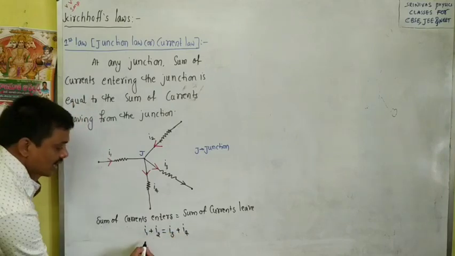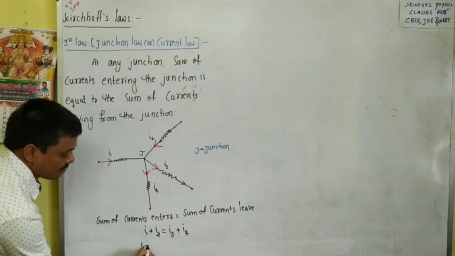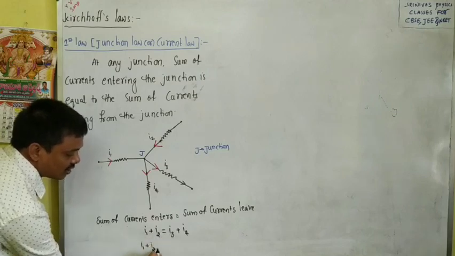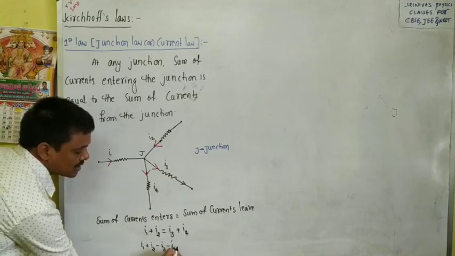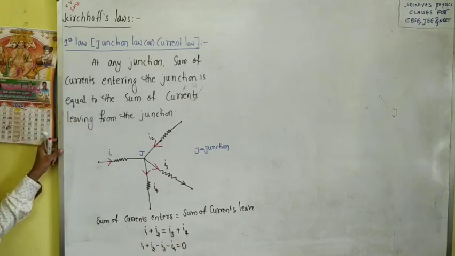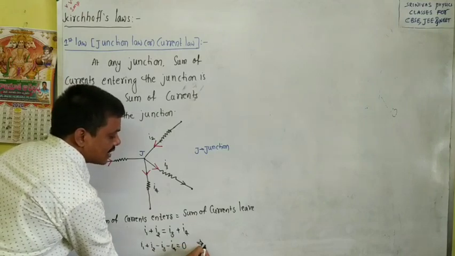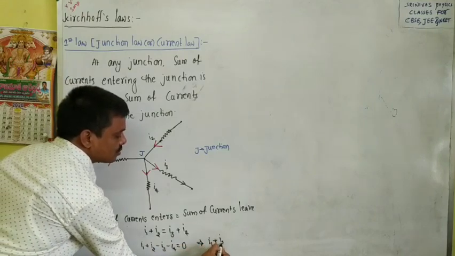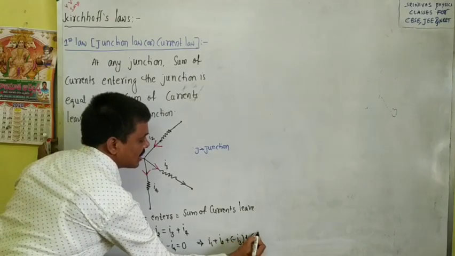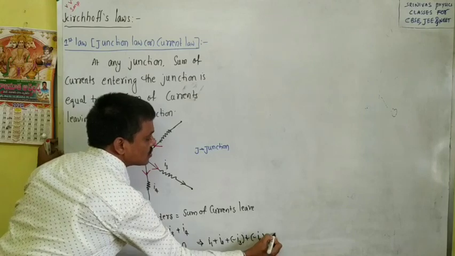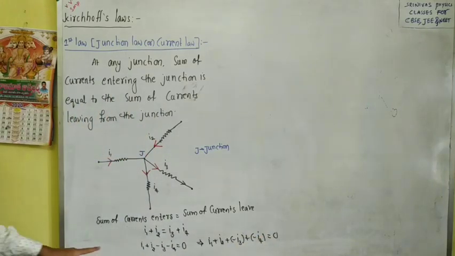We can also write it like this: I1 plus I2. We take I3 and I4 to the left side, then we get minus I3 and minus I4 equal to 0. So we can write I1 plus I2 minus I3 minus I4 is equal to 0. What I did here is use the formula that the sum of currents entering equals the sum of currents leaving the junction, and by using that we wrote this equation.